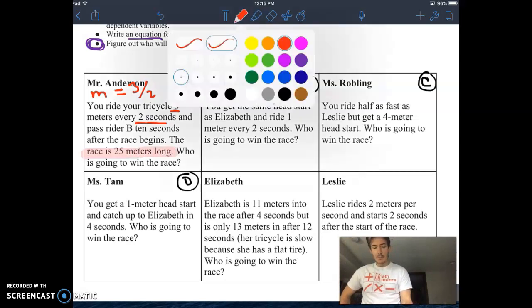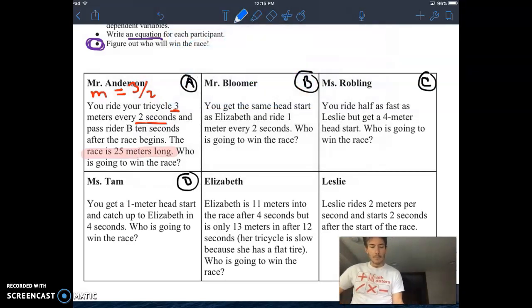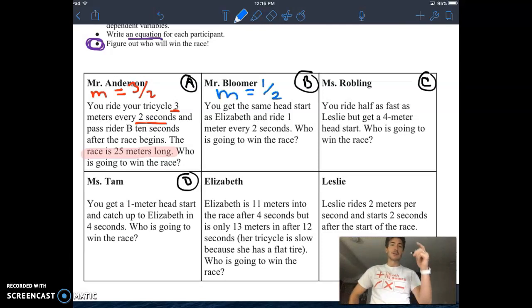But let's jump over to Mr. Bloomer, and we'll make Mr. Bloomer blue. He gets the same head start as Elizabeth. Now, we don't know what that head start is, but we do know he gets one. All right? And then we also know that Mr. Bloomer rides 1 meter every 2 seconds. So there's Mr. Bloomer's slope. There's his rate, 1 meter every 2 seconds. Change in y, distance, is changing over the change in time, x, right? Okay? Same question, though. Who's going to win the race?